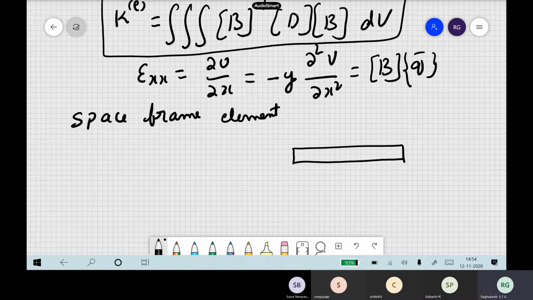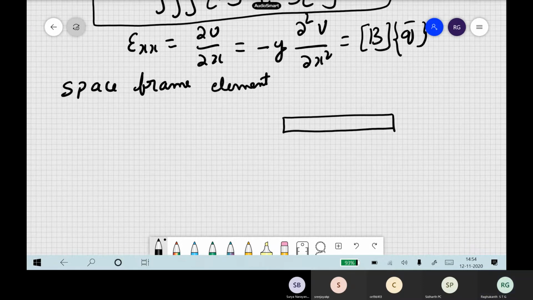See, for a space frame, what happens? When you are talking in space, how many degrees of freedom will be there? It is in space, X, Y, Z, all three will be there. So now at this node, how many degrees of freedom do you have? Six. No, tell me. At each node, how many degrees of freedom do you have for a space frame?